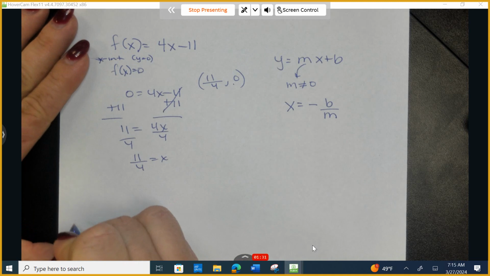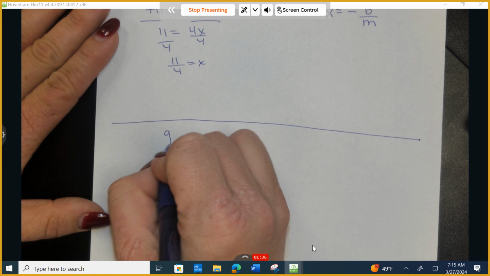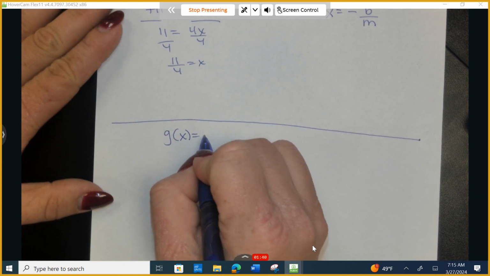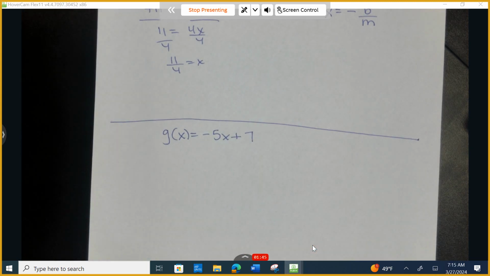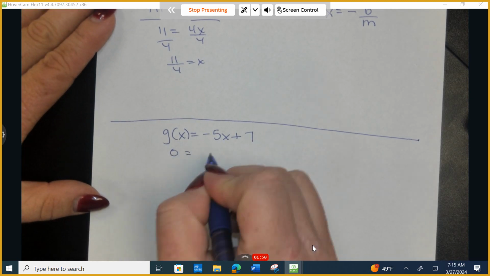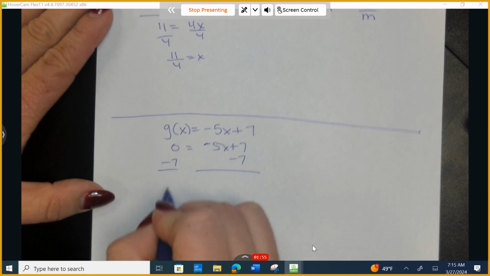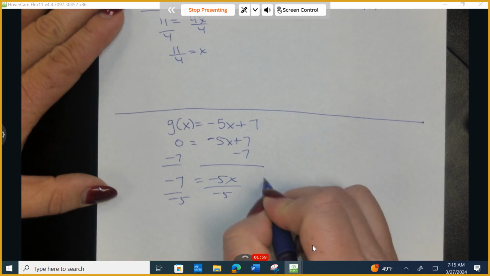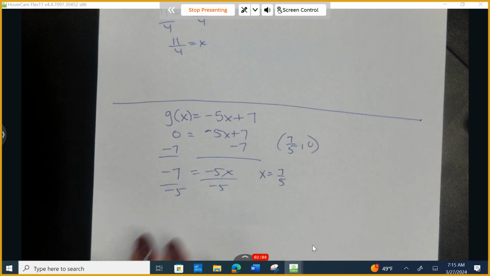Let's try one more before I come back and figure out the y-intercept. All right, let's try this other one. g of x is equal to negative 5x plus 7. Again, how would I have done it? I would have replaced g of x with 0, like your y value. This is the way that I learned, and the way that I taught it for years when I used to teach freshmen. Then I divide by negative 5. Two negatives make a positive. The x is 7/5. I read it as 7/5, 0. That's the way I did it.